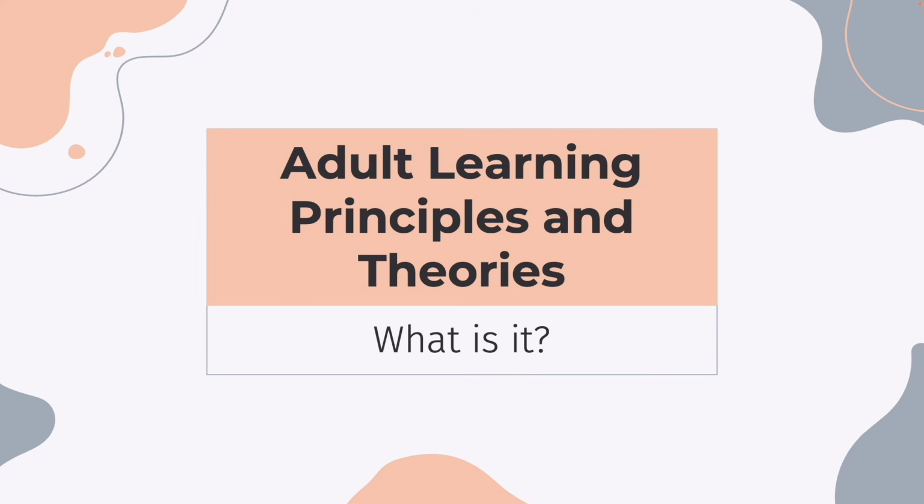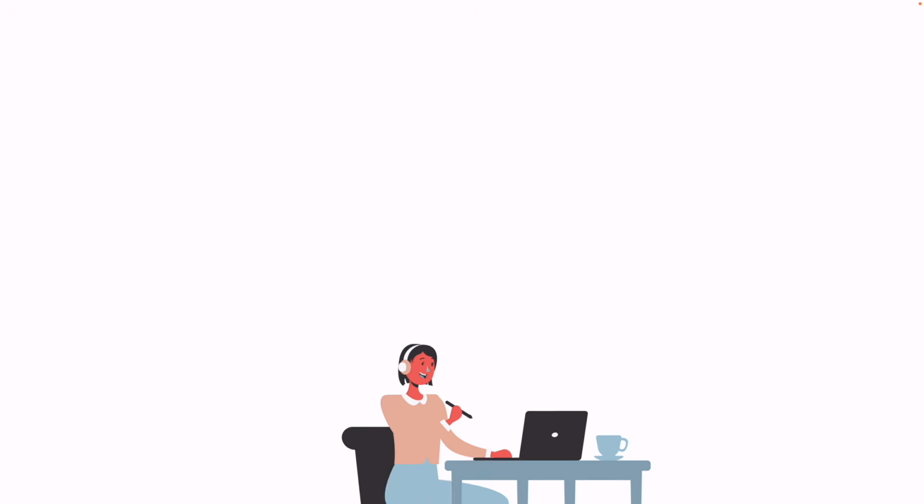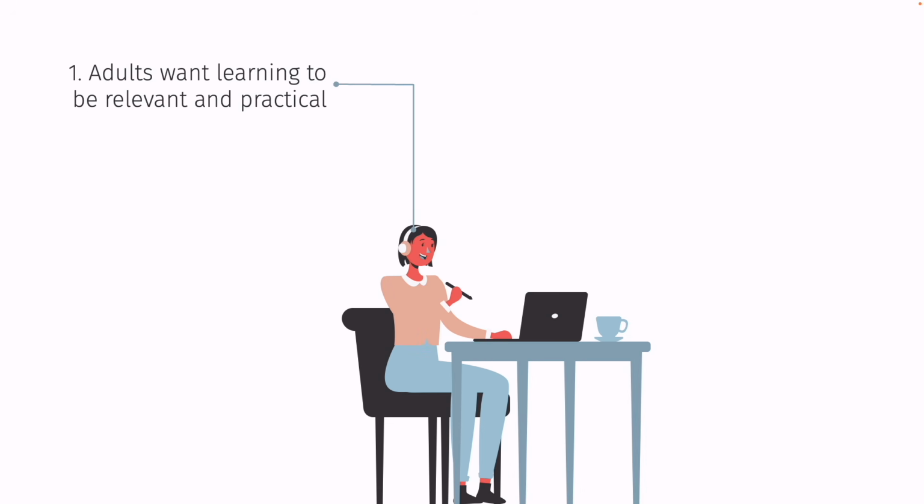Adult Learning Principles and Theories. What is it? Adult Learning Principles, also known as Andragogy, are the core ideas that help us understand how adults learn differently from children. The most popular theory comes from Malcolm Knowles, who outlined a few key assumptions about adult learners. First, they want learning to be relevant and practical.